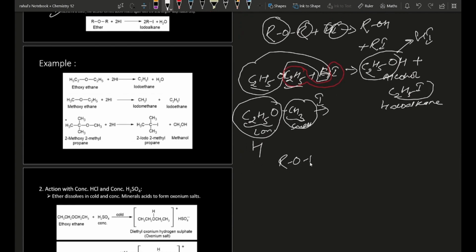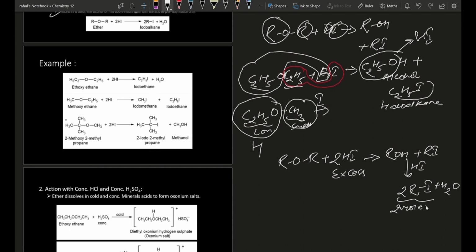here ROR plus 2HI. Since this is excess amount छ भने के हुन्छ, फर्स्टमा ROH formation हुन्छ plus RI. Again if हामीसँग एक्स्ट्रा छ भने again HI गराइदियो भने it will give 2RI plus H2O. So two molecules of halide formation हुने भयो. So here is the example.